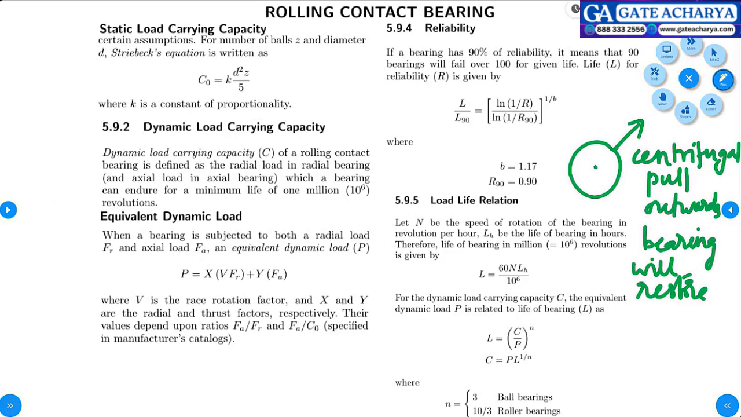Okay. So rolling contact bearing, static load carrying capacity. The relationship between Z and diameter, K is a constant of proportionality. This C naught is nothing but the static load carrying capacity. Number of balls is Z, diameter is D for the balls between the rollers. Stribeck's equation.